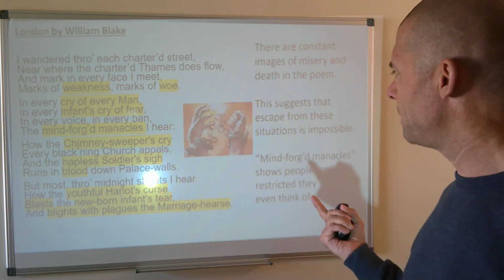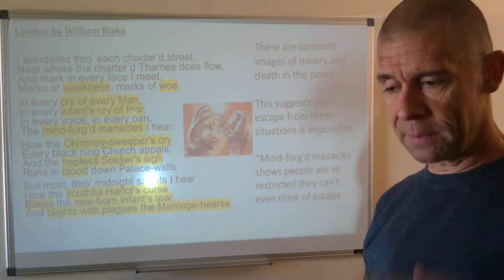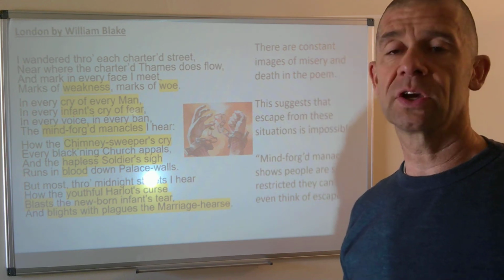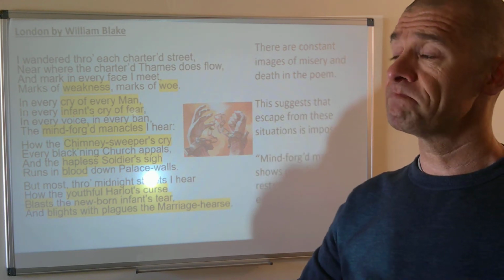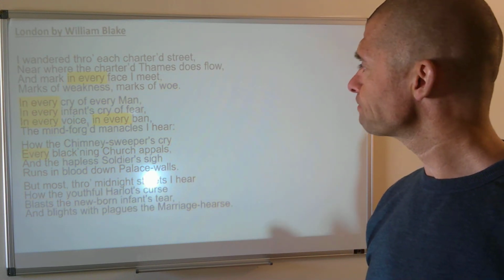And I've given you that picture. Incredibly powerful image from Blake. The idea that people are so downtrodden that they're trapped. They can't even consider a way out. We might think about that in reference to today's London as well.